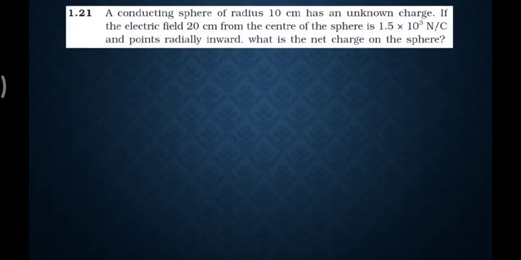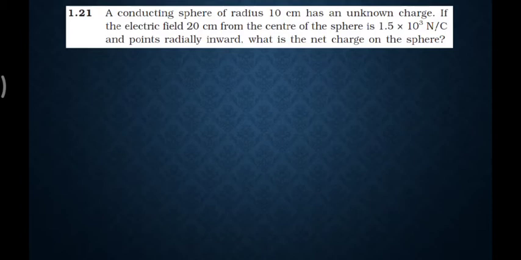Okay, let's go for 1.21. A conducting sphere of radius 10 centimeter has an unknown charge. Now imagine one sphere whose radius is 10 centimeter and which has an unknown charge. You don't know how much charge is inside it. The electric field is to be found 20 centimeter from the center of the sphere. Now you are imagining a Gaussian surface of 10 centimeter, and you want to find the electric field at 20 centimeter, which is farther from the center of the sphere.